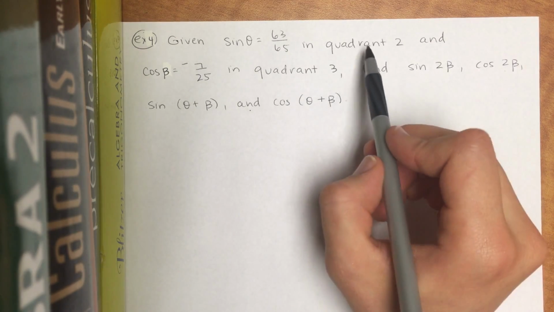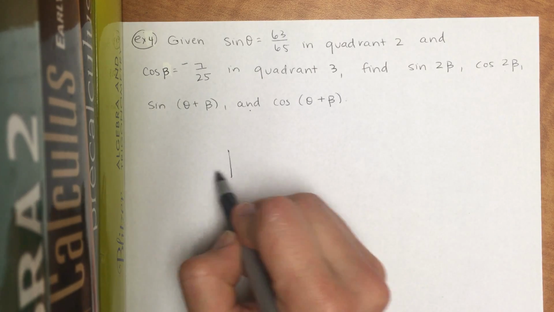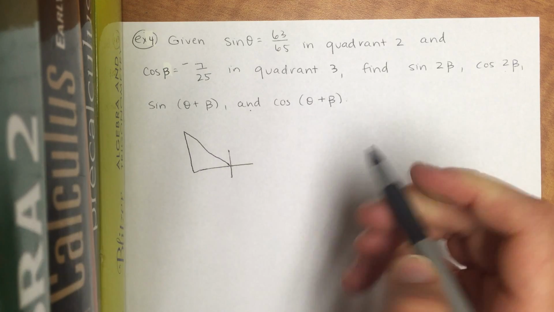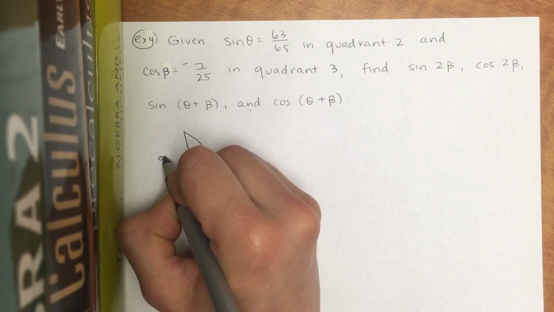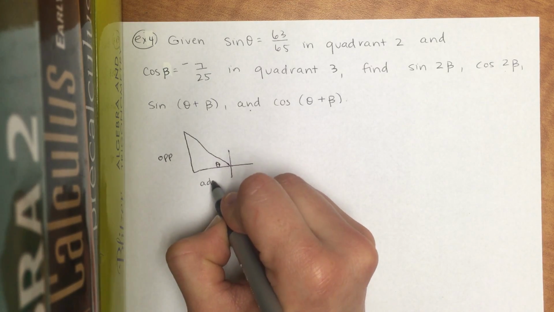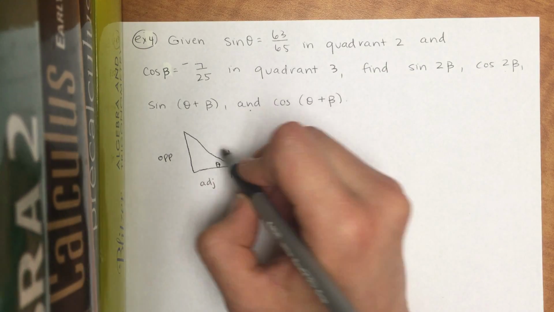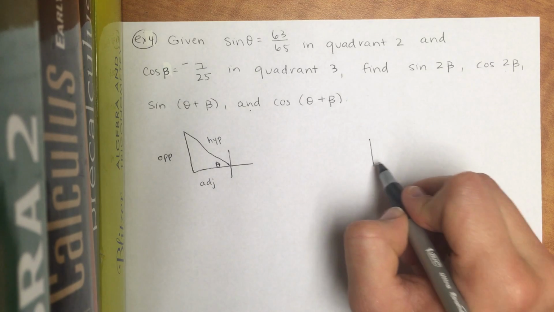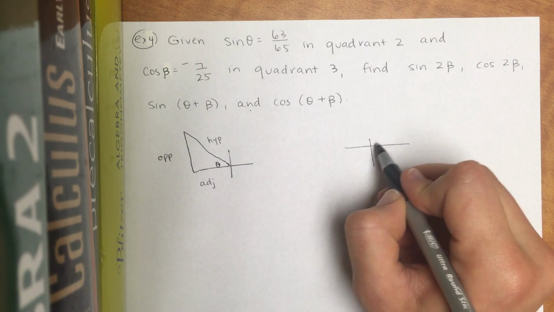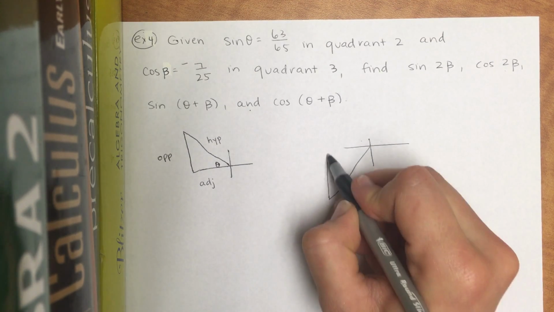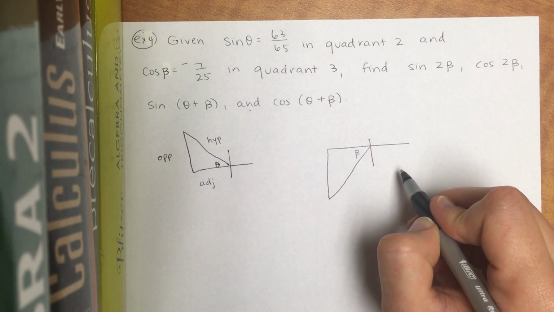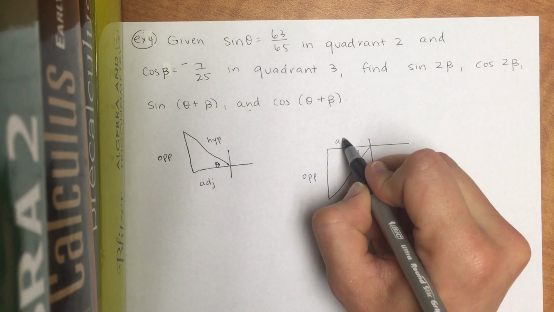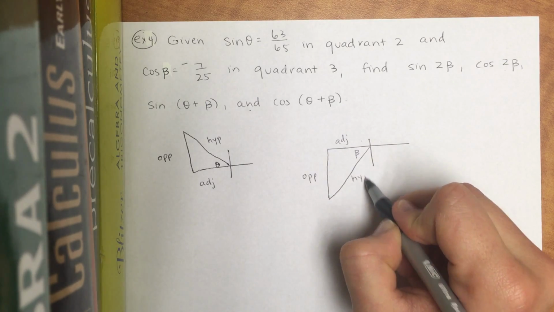Okay, let's draw our triangles. Make sure you pay attention to which quadrant they're in. 1, 2, 3, 4. So theta is in the second quadrant. You have to draw your triangle and your theta against the x-axis. 1, 2, 3, 4. Beta is in quadrant 3. Draw your triangle and your beta against the x-axis.